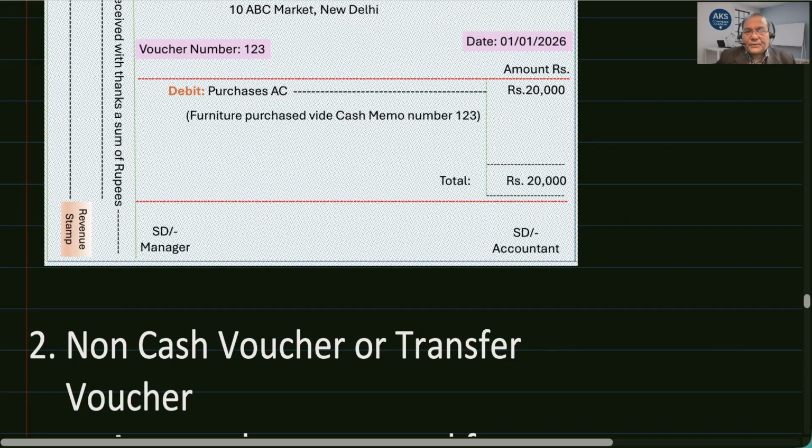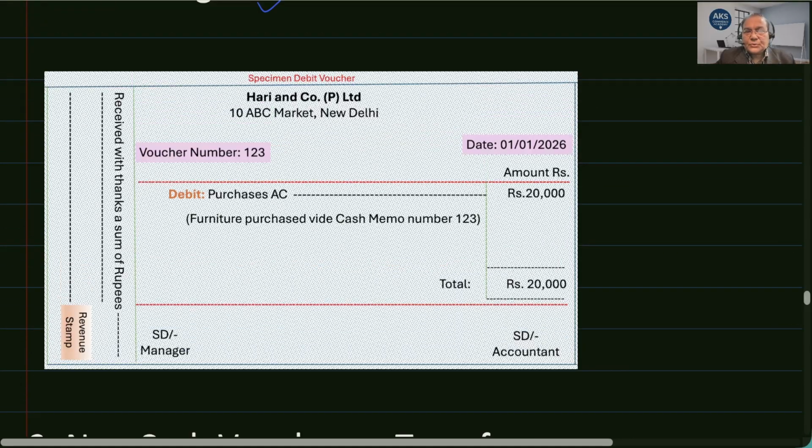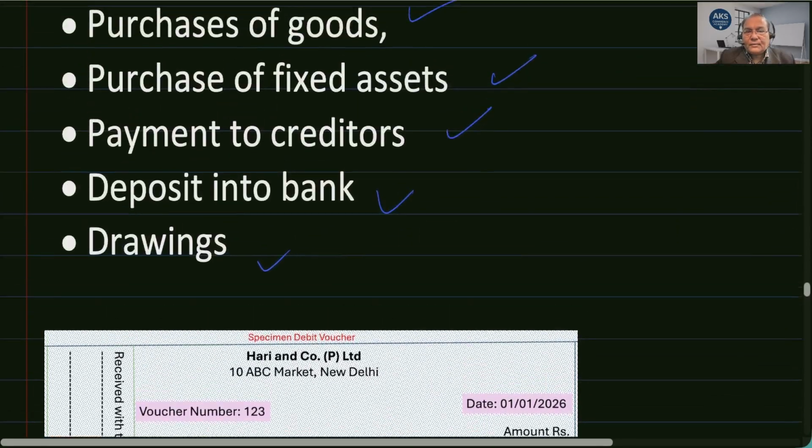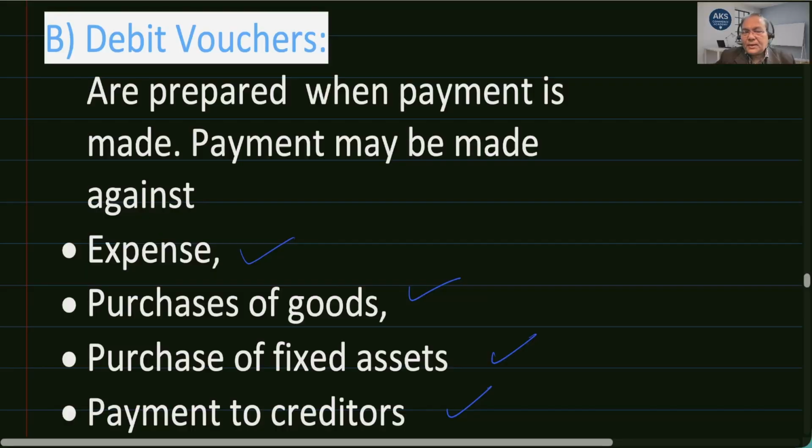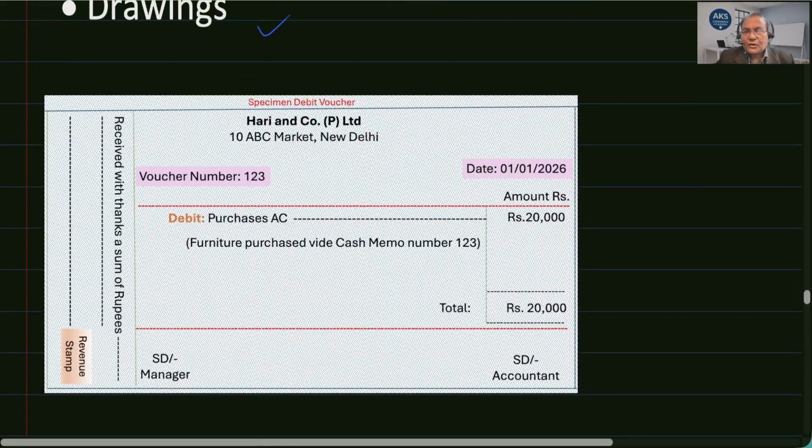So we have this: purchases debit to cash. When we are making a payment against certain things, we prepare a debit voucher. This is the format, wherein the amount and the purpose for which the payment is made are mentioned. So this is for purchases, and it is signed by the senior accountant and the accountant.